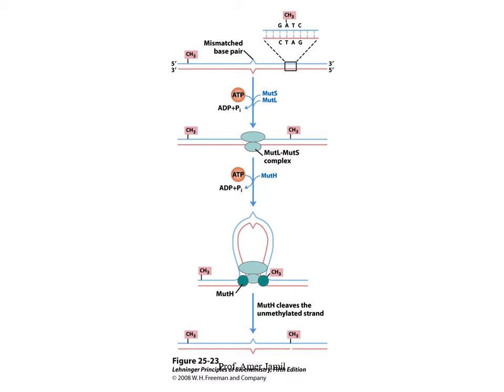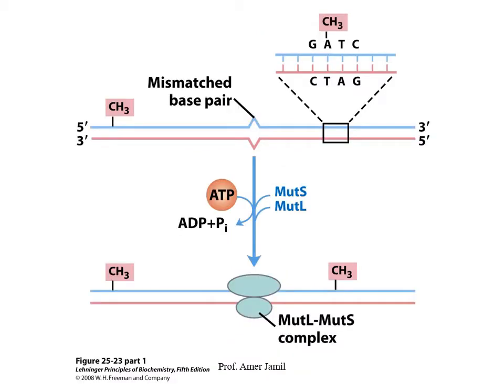So what happens if a mismatch is there? You can see this is a mismatch. So there is a certain machinery that binds over there, and these are proteins. So there are two proteins, MutS and MutL. These proteins recognize this mismatch, and ATP is hydrolyzed, and this is called the MutLS complex.